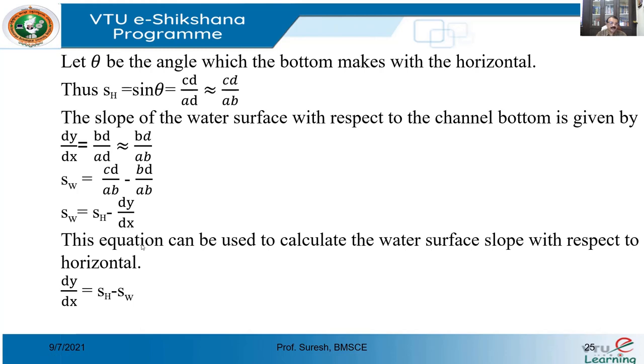Now, this equation can be used to calculate the water surface slope with respect to horizontal. The standard form of this equation is dy by dx is equal to SH minus SW. Sometimes they will ask you to find the value of SH. For that, we make use of this formula. This is a very simple derivation and easy to remember. This is about water surface slope with respect to horizontal.